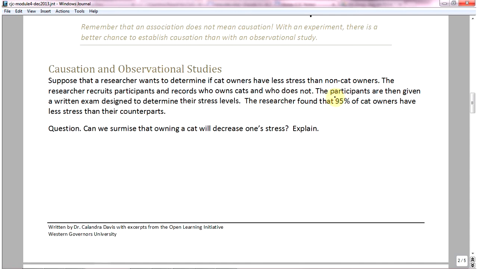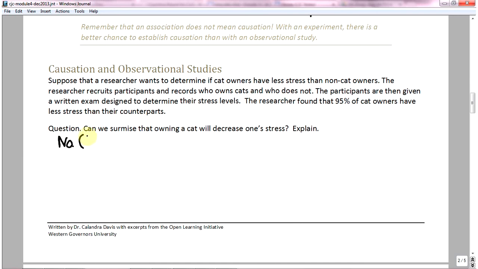Well, since 95% of cat owners have less stress than their counterparts that were examined, can we conclude that owning a cat will decrease one's stress? The answer is no. If I give a cat to somebody, despite the results of the study, that can't guarantee that they're going to have less stress, because there are other things that may have been at play with these participants that could have caused some to have a higher stress level than others.